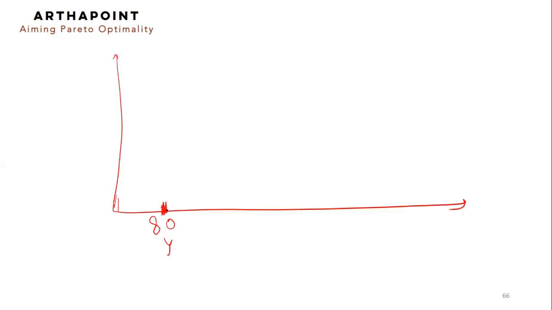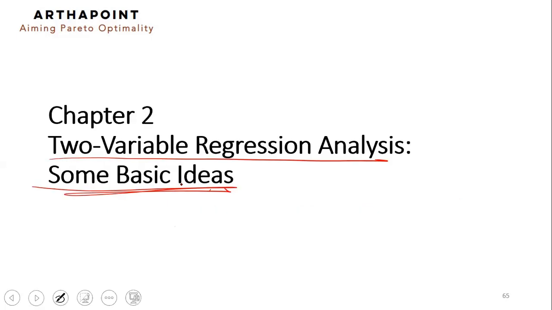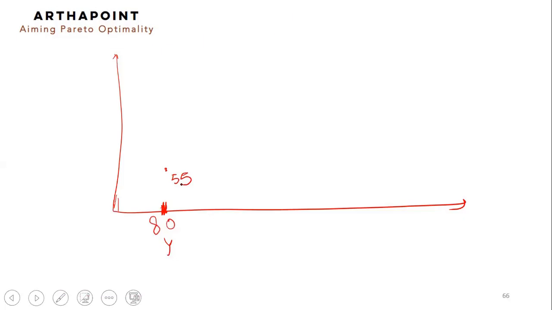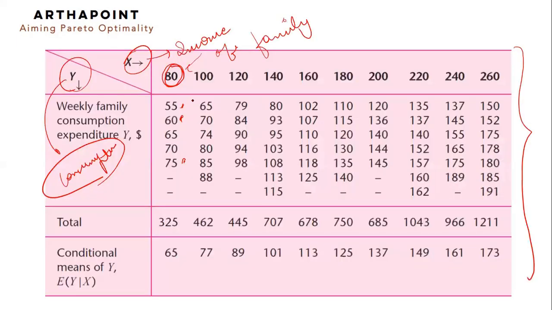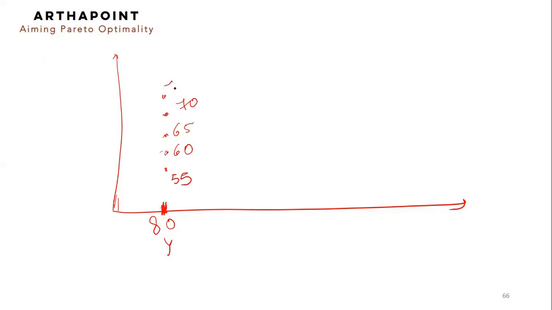All these people have the same income level. But when the income level is 80, one family just consumed 55. The other family consumed 60. The other family consumed 65. The other family consumed 70. And the other family consumed 75. Given the fact that all of them have the same income level, which is 80.